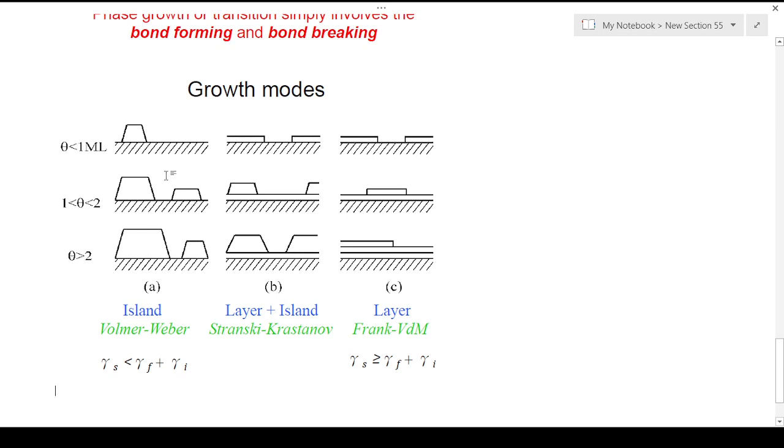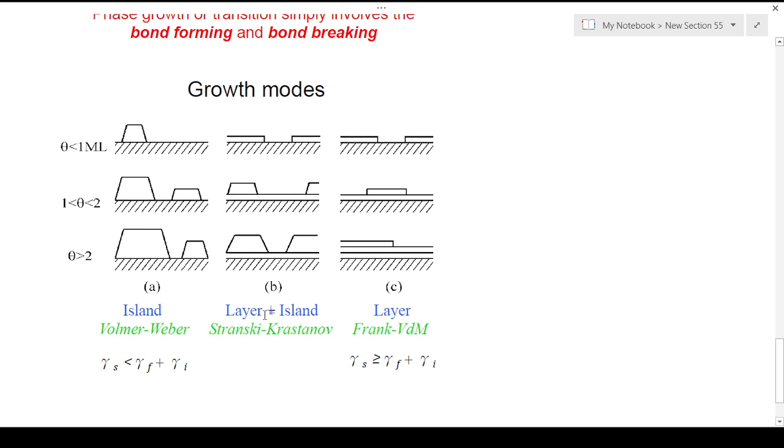Okay, the first mode is island formation. Island formation means that when you deposit a material on a substrate, it simply forms islands, so the material is located only in specific regions. As time progresses and the quantity of deposition increases, you can see that many islands are forming. This growth mode is called the Volmer-Weber growth method.